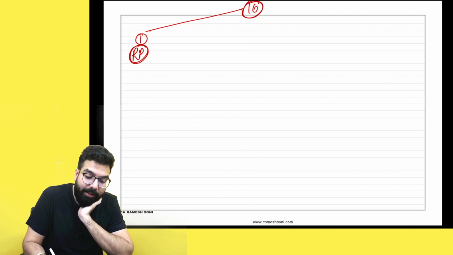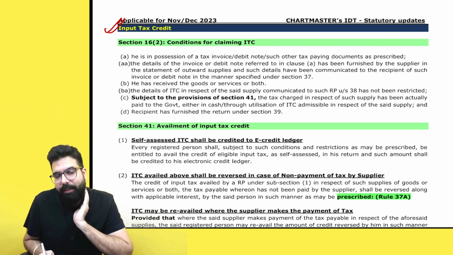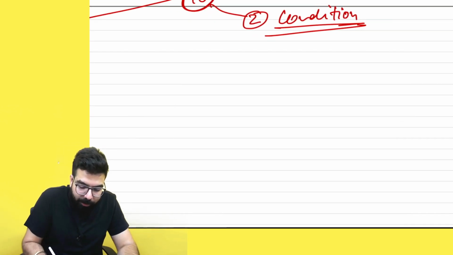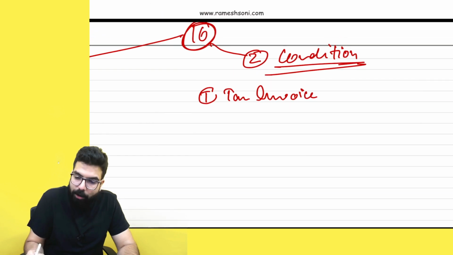Yes, sir. Section number 16.2 used to state the conditions for taking the credit. In that, one condition was that a tax invoice or other documents should be there.